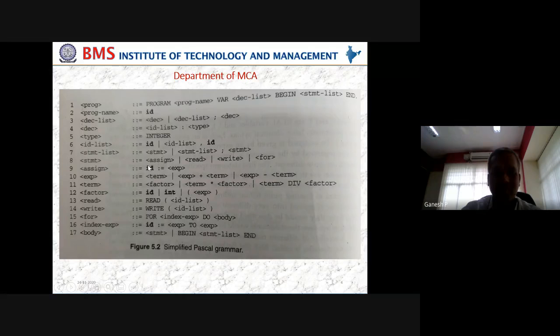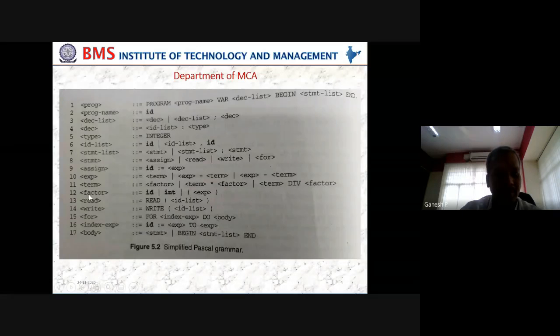This assignment statement is what? ID equal to expression. What is expression? Expression can be a term, which is a non-terminal because there is an angle bracket here, or it can be expression plus term, or it can be expression minus term. Here all are undefined because they are all non-terminals. Further, term can be defined. What is a term? Term can be a factor, or it can be term into factor, or it can be term divided by factor.